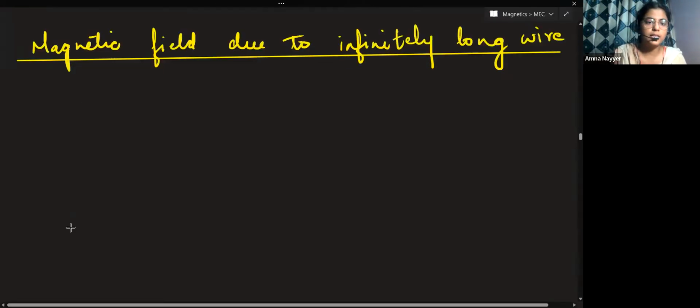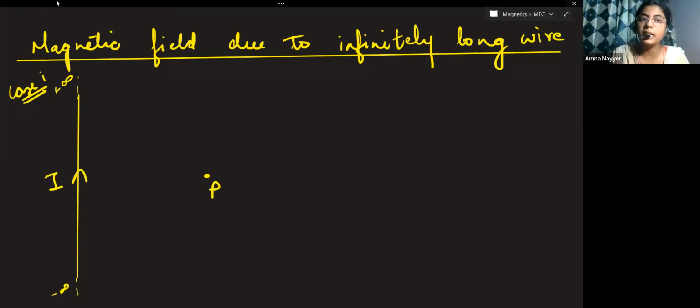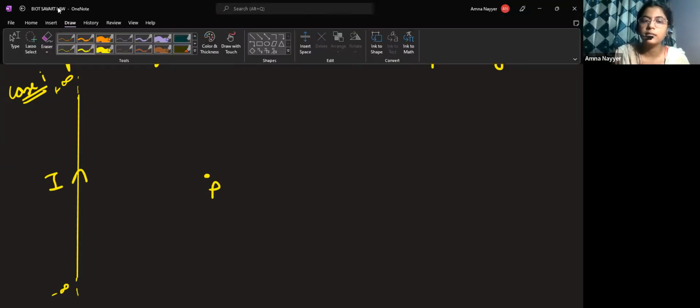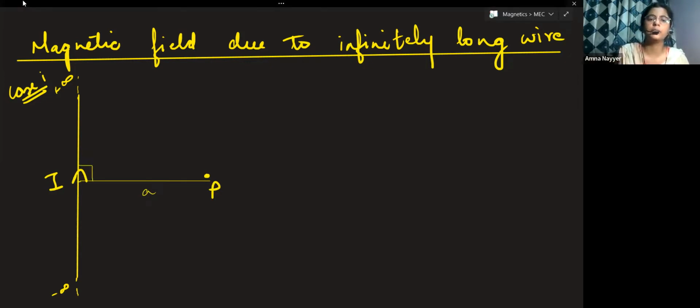So let's say this is the first case, case 1. This wire is extending from, let's say, plus infinity to minus infinity, a completely infinitely long wire. Current I is flowing through it, and this is a point P where magnetic field has to be calculated. Again, this separation, let's say this is A. It makes an angle of 90 degrees with this point.